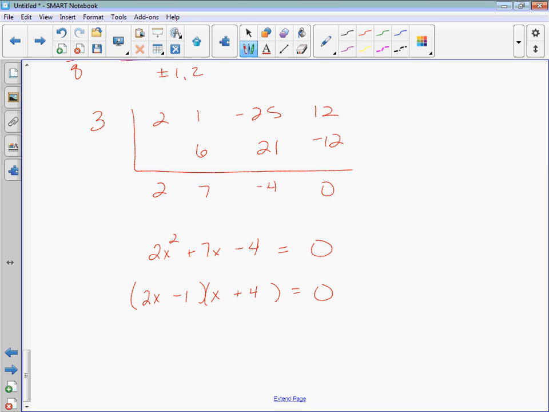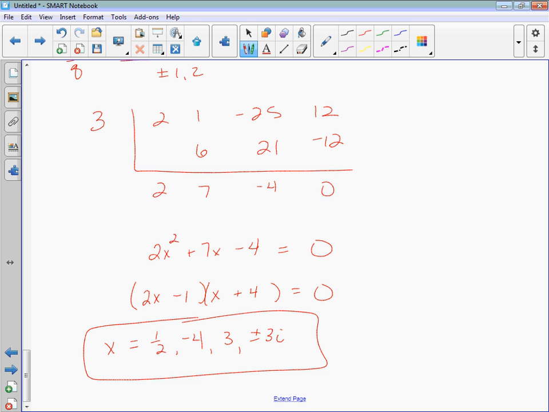So your zeros were 1/2, negative 4, 3, plus or minus 3i. Whew. Bit of a beast, right? And guys, please don't do all of that work and then forget to list the original 0 they gave you. Hopefully you would recognize you made a mistake because you're not going to get 0 as your remainder, so you can go back and try again.